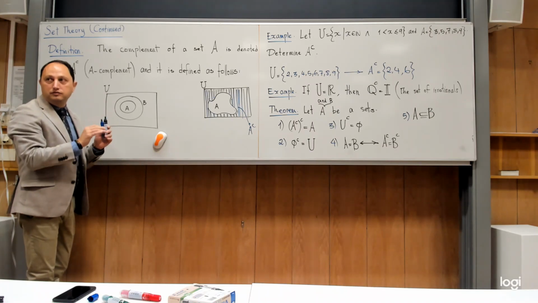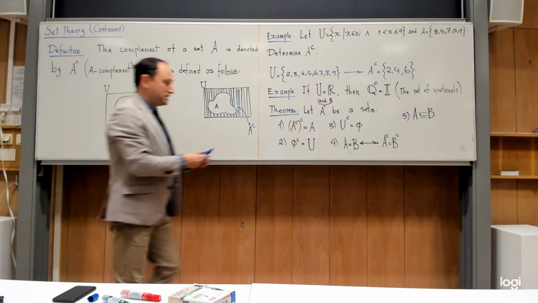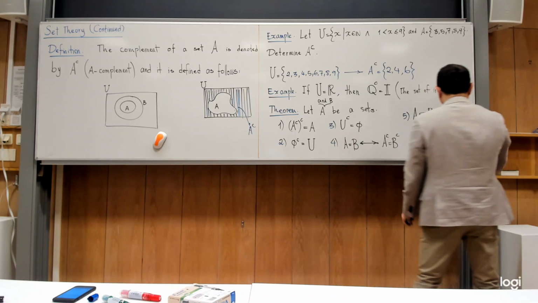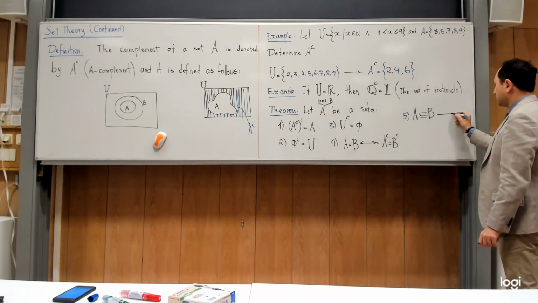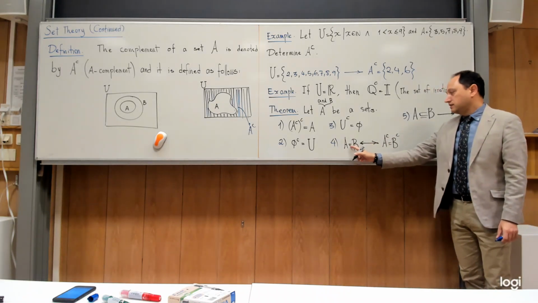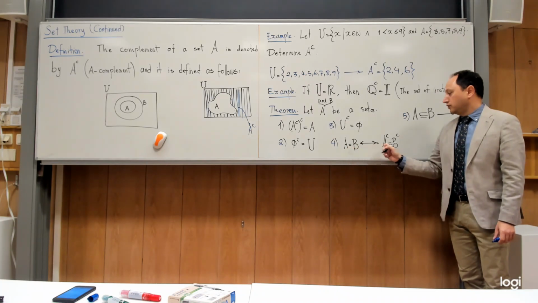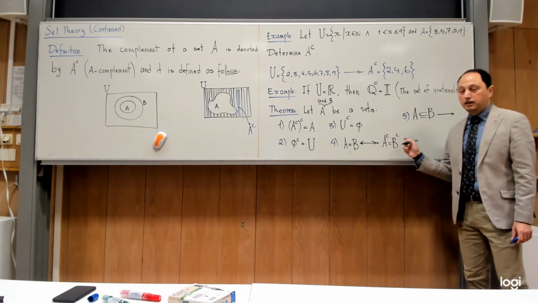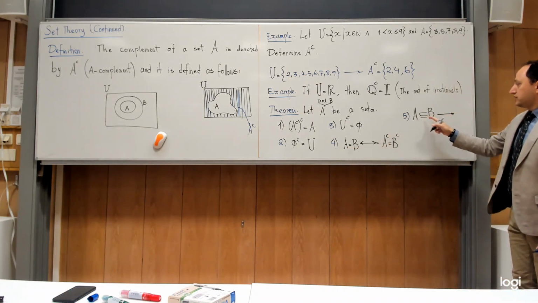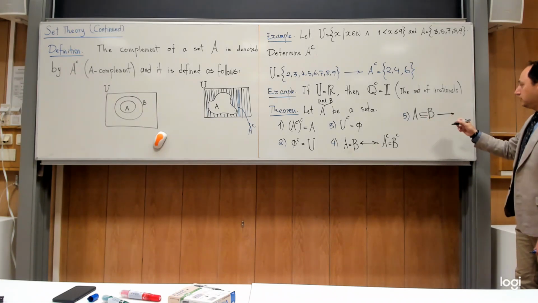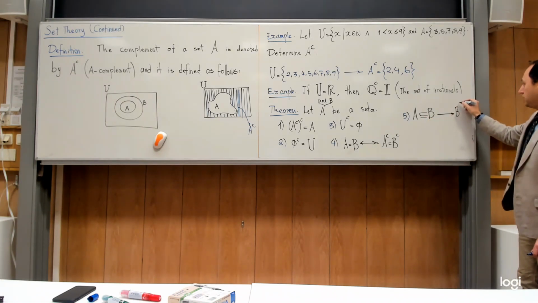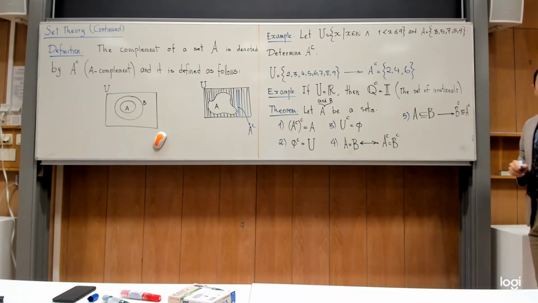Yes or no? Everyone? So it is very important to know that if you want to take complements from both sides of an equality, you don't have any problem. You just put the complement there. But if you want to do it for a subset relation, you can do it, but you need to remember to change the order. Yes? So you need to remember to change the order.